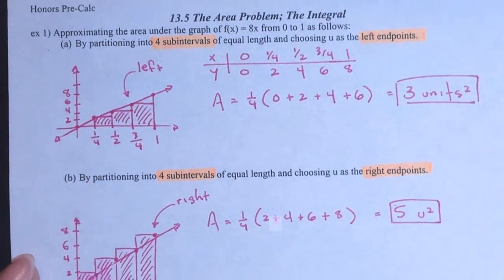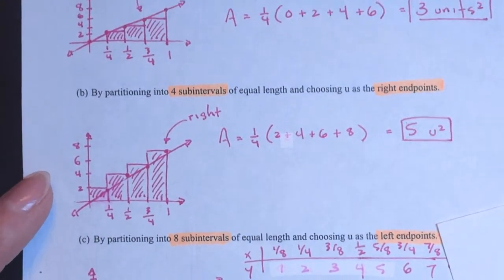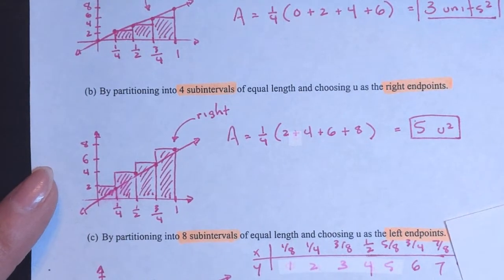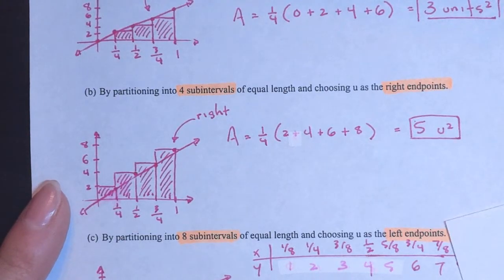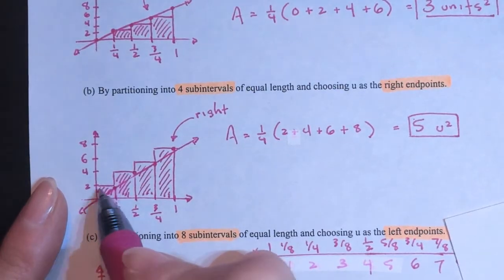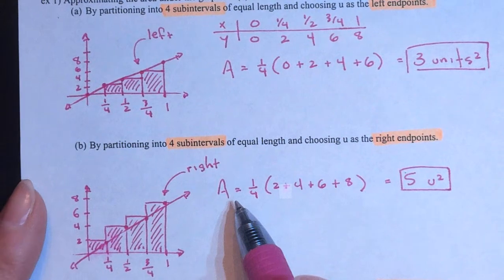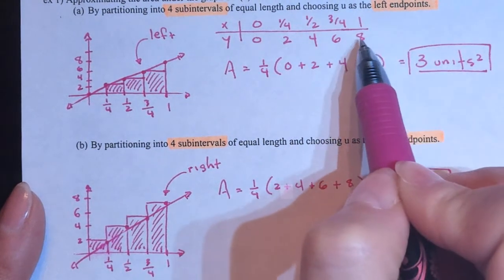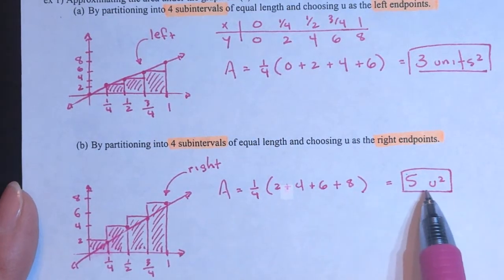To do the right endpoints, you're going to do the same thing. I wanted to draw it for you. Same picture, but the right is my endpoint, so I drag it to the left and down, to the left and down, and then to the left and down. And when I do my area, I have my base, which is 1/4, and then I use my 1, 2, 3, 4 right endpoints, and then I have my answer.